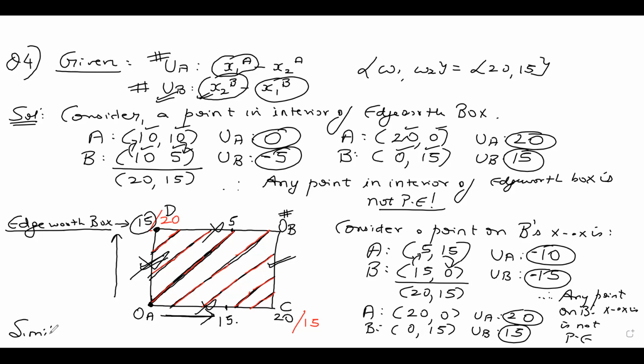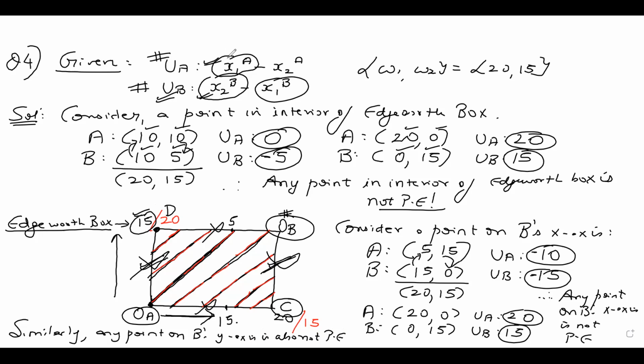And I can write similarly, you can cross check at home. Similarly, any point on B's y-axis is also not Pareto efficient. That means we are only left with corners. And out of the 4 corners, which corner is giving the maximum utility to both A and B? All that A cares about is x1, all that B cares about is x2. That means point C. At point C, A has complete x1 and B has complete x2. So you will see that point C is the only point of Pareto efficiency.